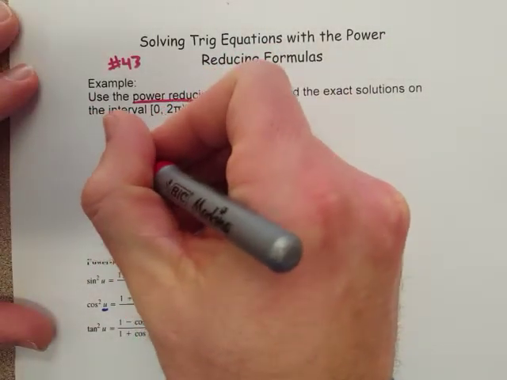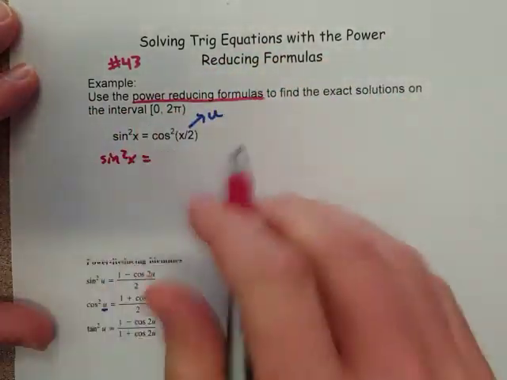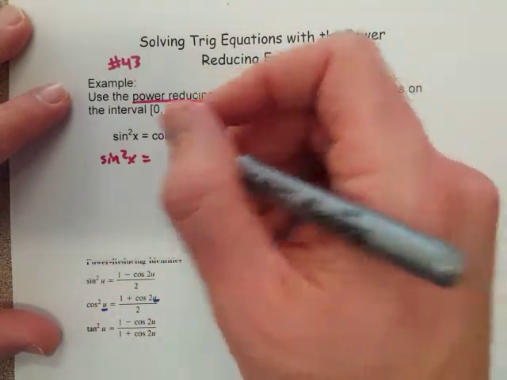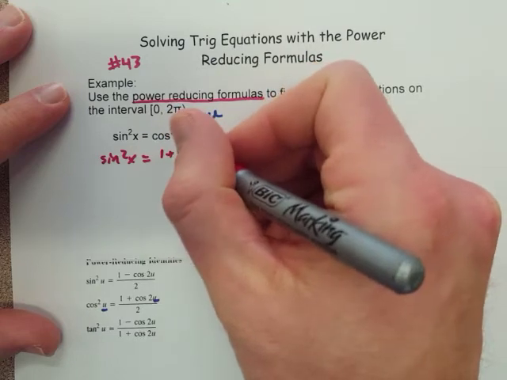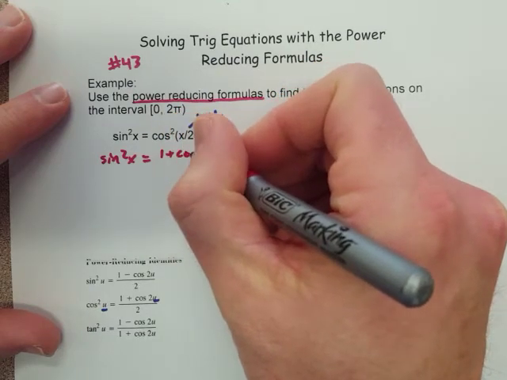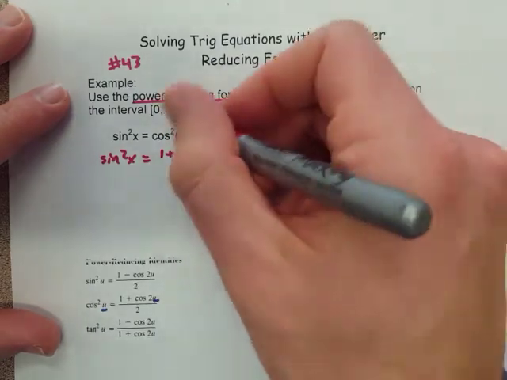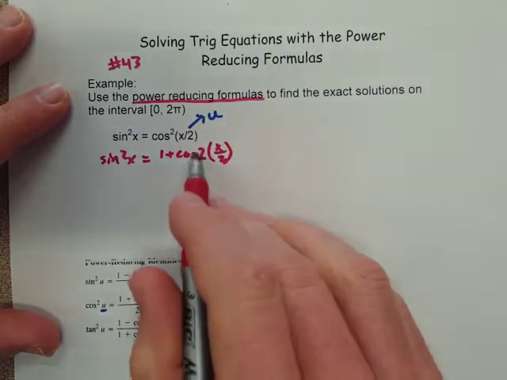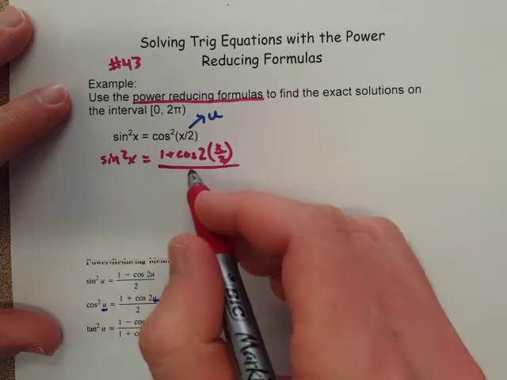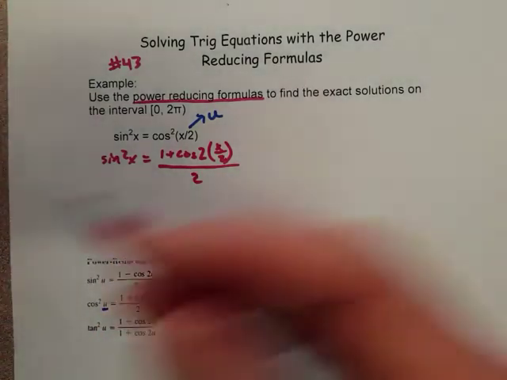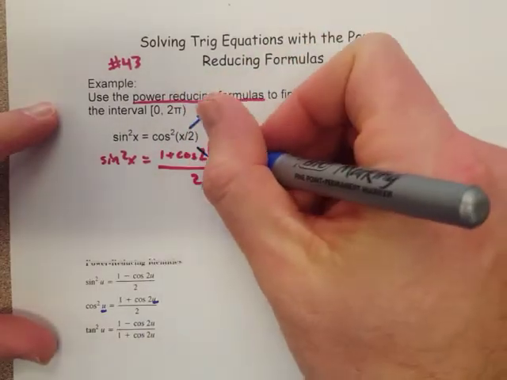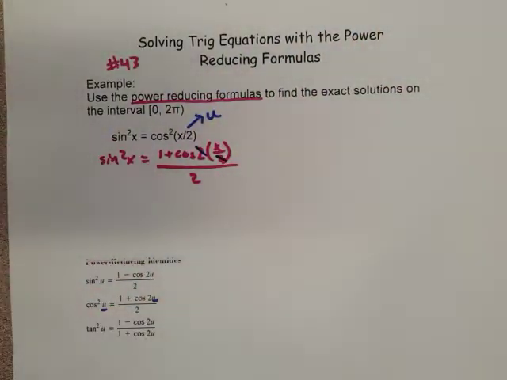Now I'm going to just leave the sine squared over here. Just going to simplify, put in the formula for this side here. So it's going to be 1 plus cosine 2u. Now u is x over 2, so as you might notice, that's going to turn out kind of nice. All this divided by 2, by the way. Those 2's are going to cancel out, and that makes things much simpler to work with, and that's why the power reducing is going to be a good idea.